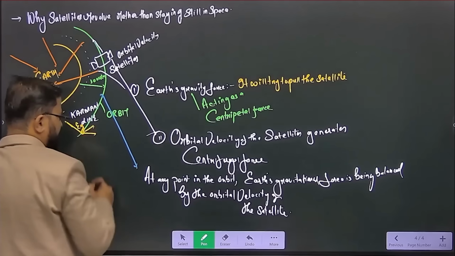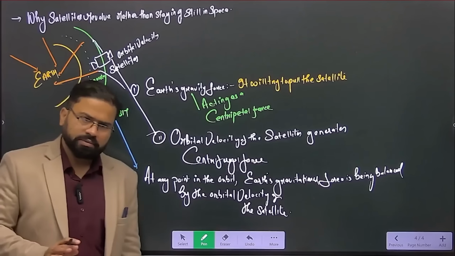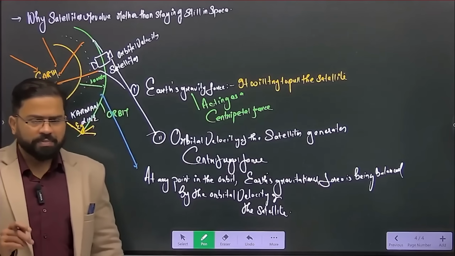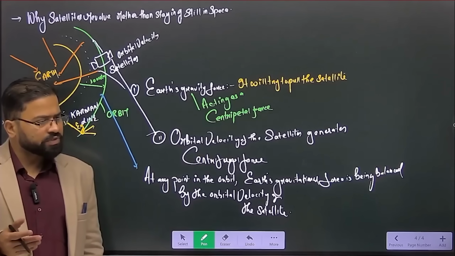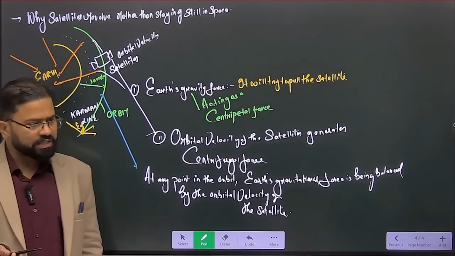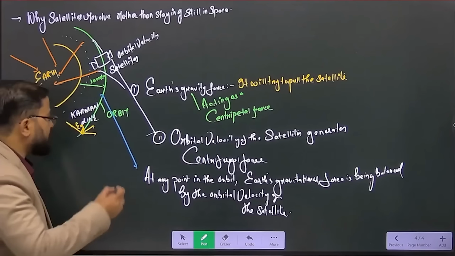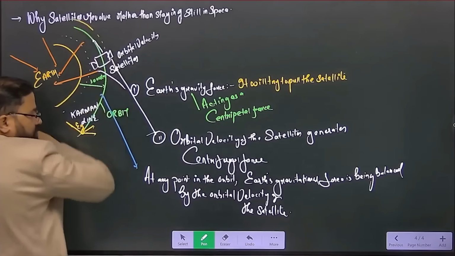The orbital velocity of the satellite, the orbital velocity of the satellite, okay? At any point we talk about, what will happen there? Continuously the gravitational forces are being balanced by the orbital velocity of the satellite. Since this gravitational force is acting everywhere, what will happen? The satellite has to move.